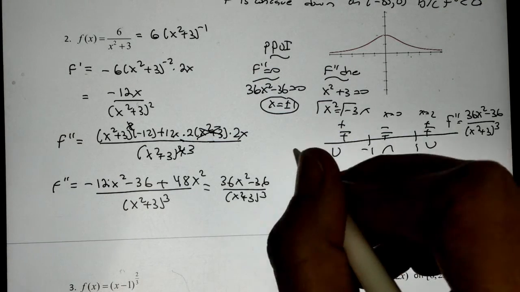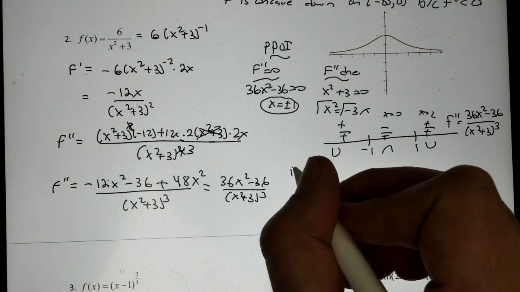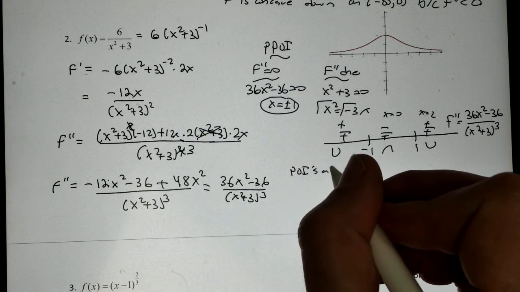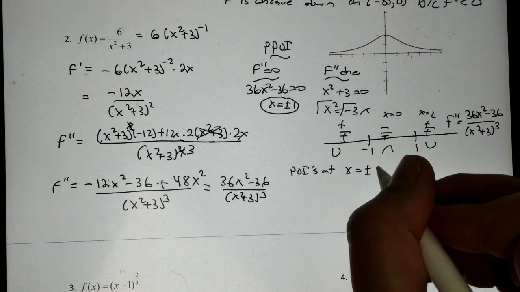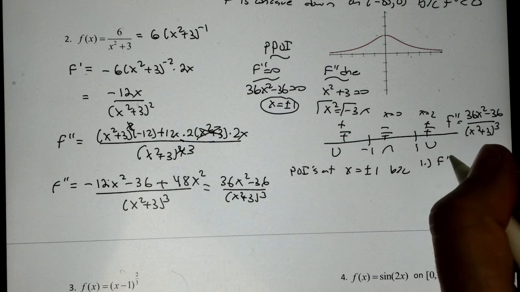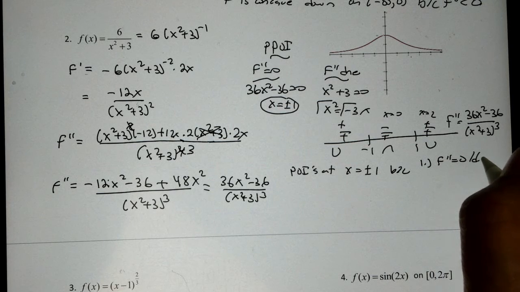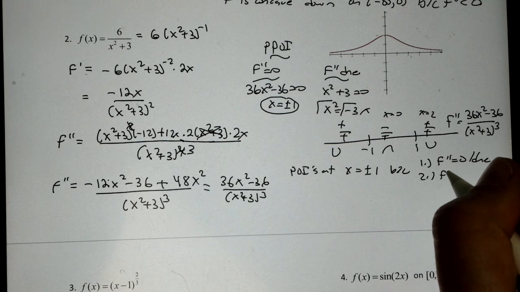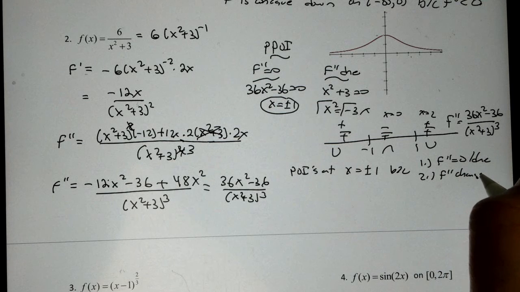So we got POIs. So we have 2 POIs at x equals plus or minus 1, because of 2 reasons. 1, the second derivative is 0 or DNE, and 2, the second derivative changes signs. That's what I'm looking for there.